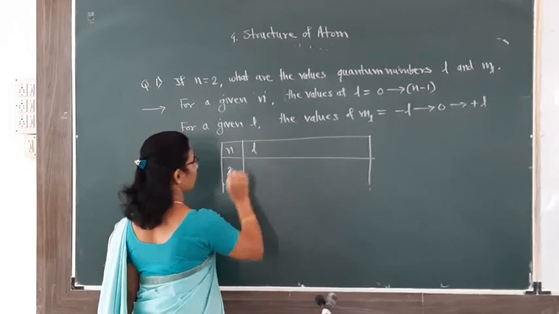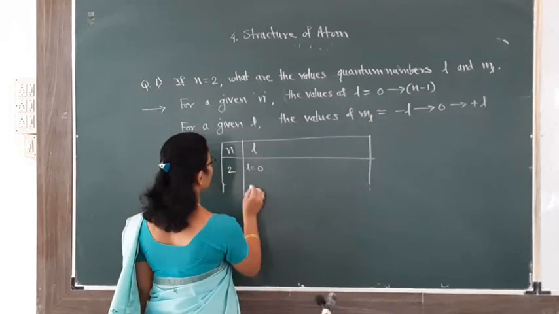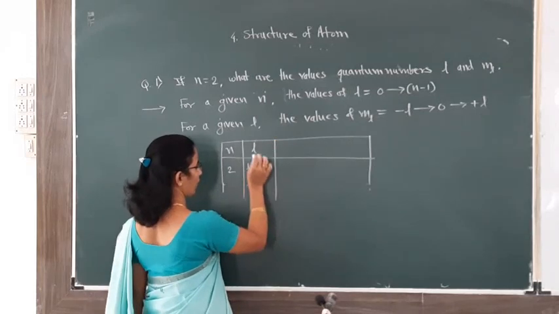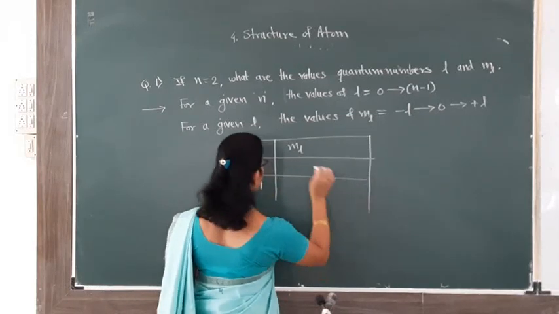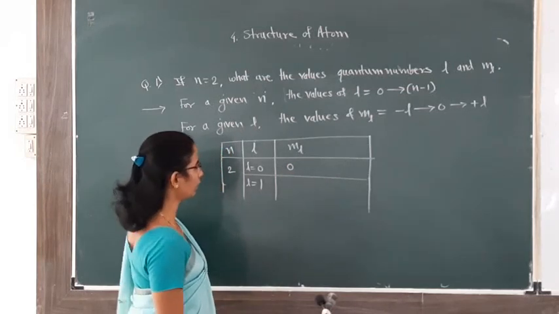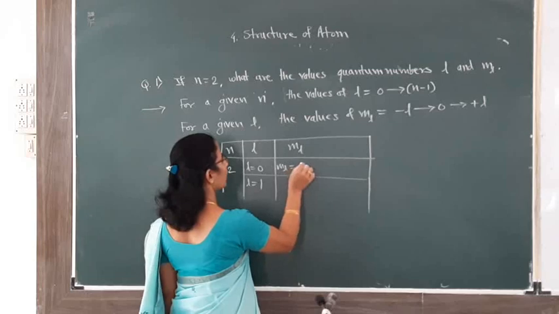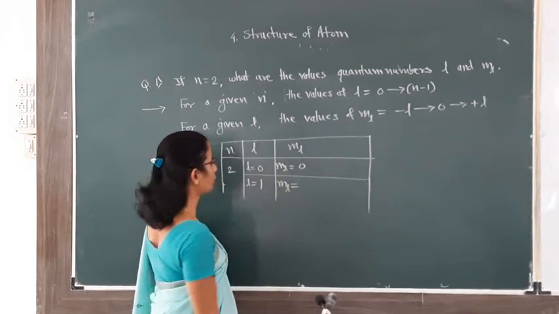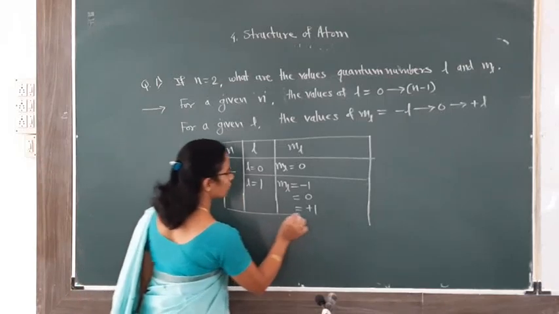In the second column, I will show the values of L. For n equal to 2, the values of L start with 0 and end with n minus 1, that is 2 minus 1, so 1. And with the help of these values of L, you can find the values of ML. Now here for L equal to 0, there is only one value of ML, because it starts with minus L, goes through 0, and ends with plus L. Similarly, for L equal to 1, ML is minus 1, 0 and plus 1. Right?